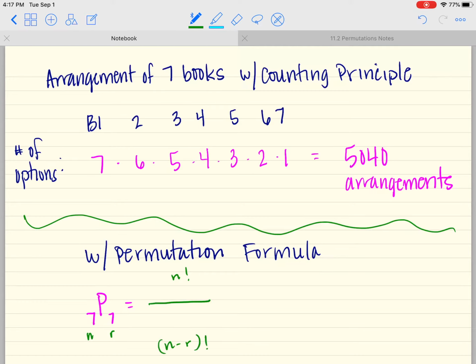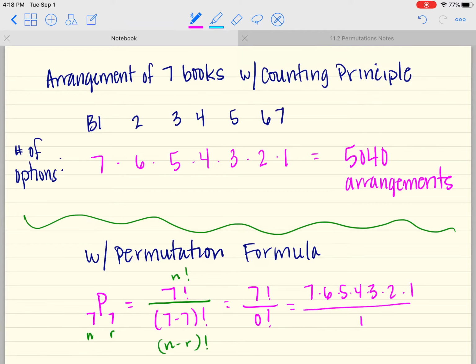Okay, so n factorial on the top would be 7 factorial. N minus r would be 7 minus 7 factorial. So 7 factorial on the top over 0 factorial. Well, that's 7 times 6 times 5 times 4 times 3 times 2 times 1, and this is just 1. So we're going to end up with the same answer. This is just another formula for arriving at that answer. Let me show you again, and then I'll get to how this simplifies life for us.